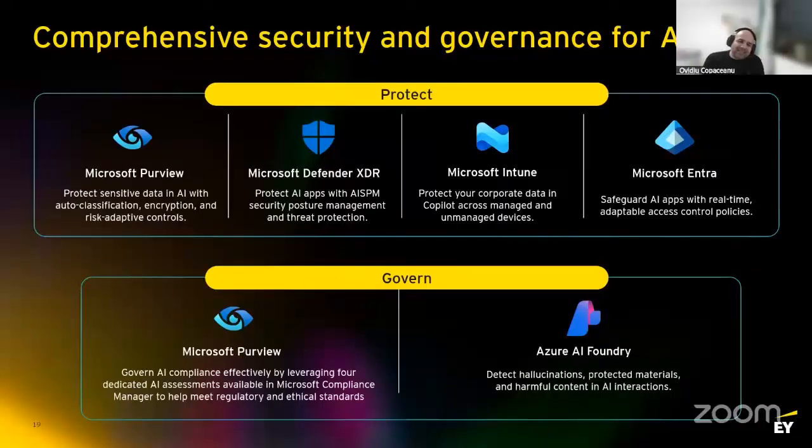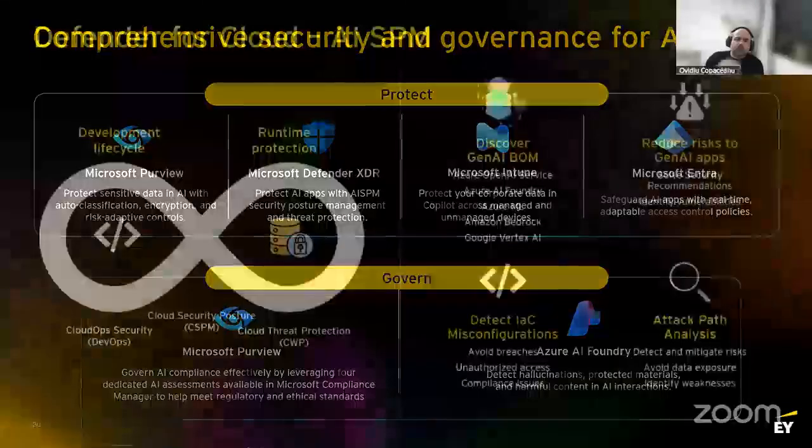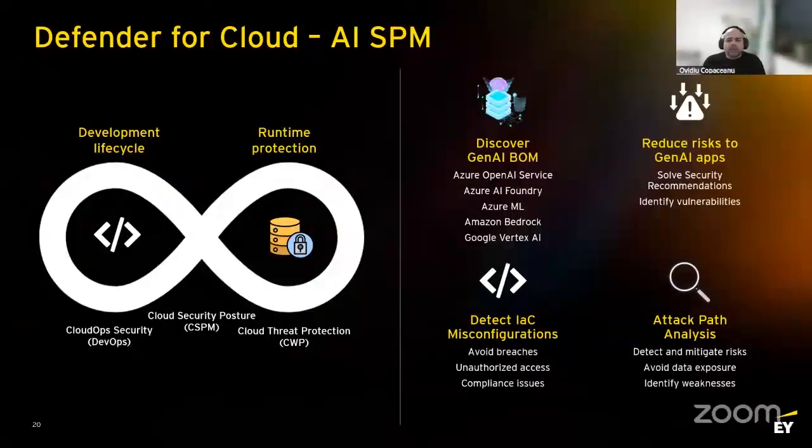And yeah, so with Purview, as I mentioned, we could use the compliance manager. And last time I checked, we had like 4 frameworks that we could leverage. There were 2 from ISO, 1 from NIST AI RMF and the EU AI Act. And in Microsoft Foundry, we can detect hallucination, we can protect materials, and detect harmful content in the AI interactions. Now let's deep dive a bit further. And after these slides, also the use cases will be shown.